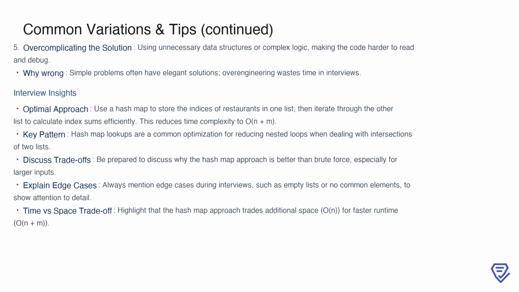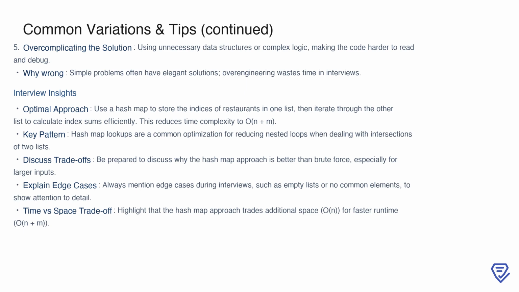Instead, focus on the optimal approach, which involves using a hash map. By storing the indices of restaurants from one list in the hash map, you can iterate through the second list to compute index sums efficiently. This approach minimizes the time complexity to O(n plus m). Understanding this pattern of replacing nested loops with hash map lookups is invaluable, as it comes up frequently when working with intersections of two lists.